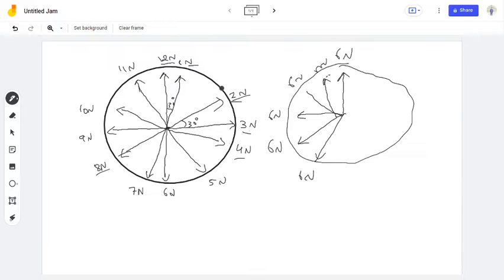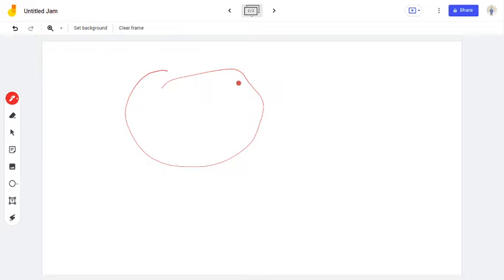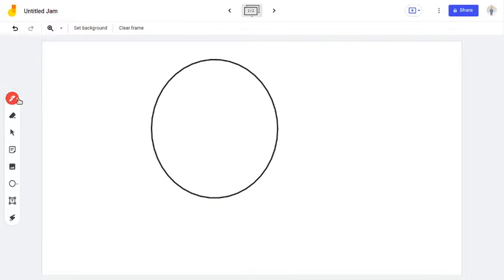See how our question turned from this to this. Now we have a completely new question. There are 6 vectors, each with a magnitude of 6 Newton, and the angle between each vector is also 30 degrees.